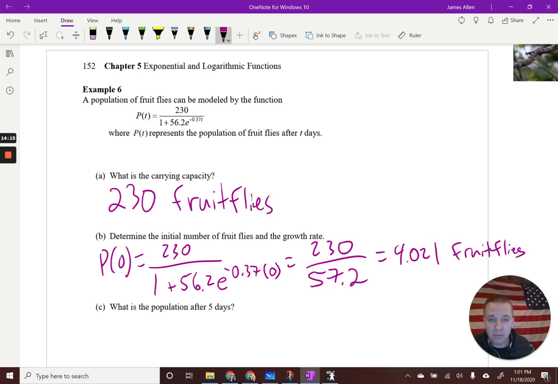All right, and our growth rate here is negative 0.37, so a 37% growth rate. Cool. Remember, it's the opposite of B up there. That's a crazy big growth rate, which is why all of a sudden there are so many. It wasn't even that long. What is the population after 5 days?